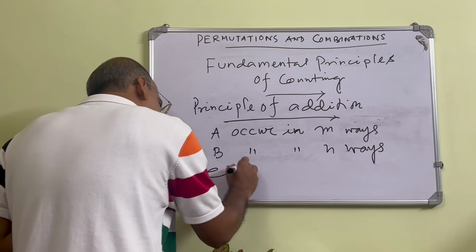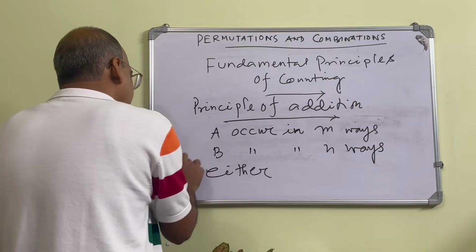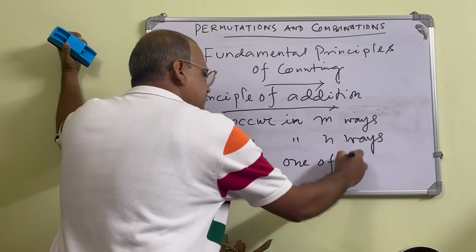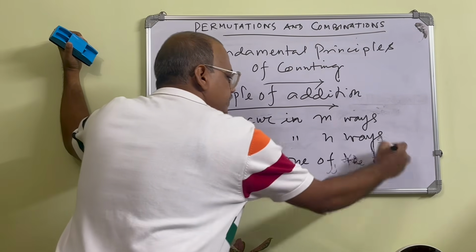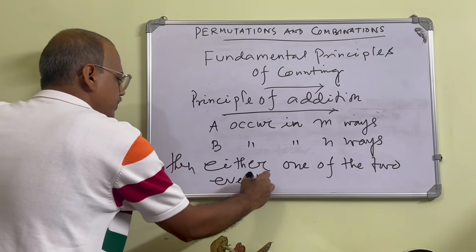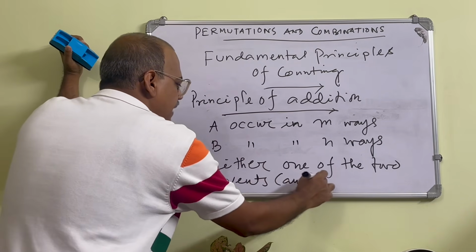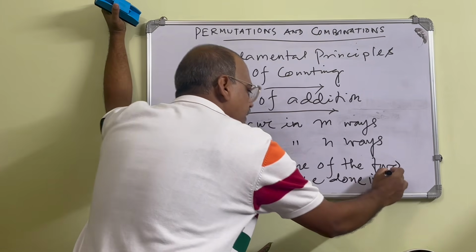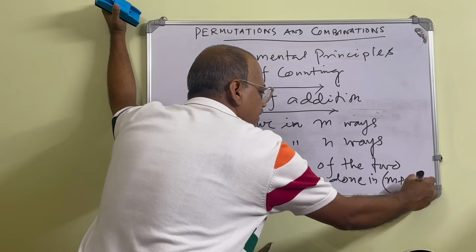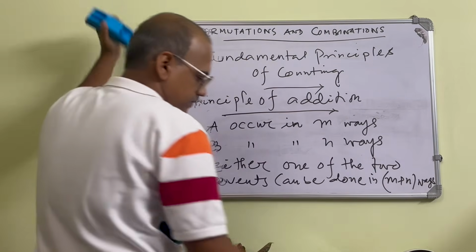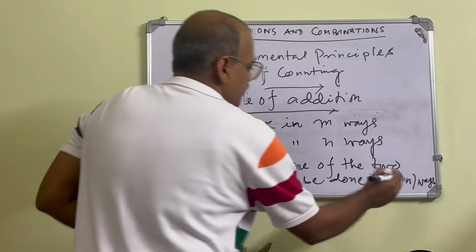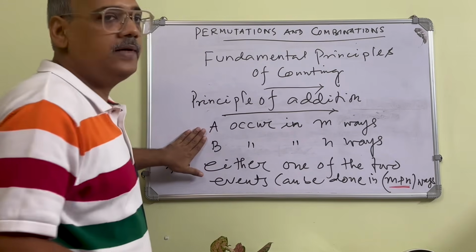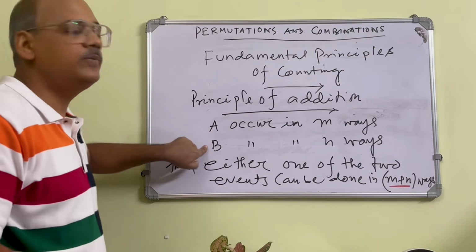then either one of the two events can be done in M plus N ways. And as I said, A and B have to be mutually exclusive.